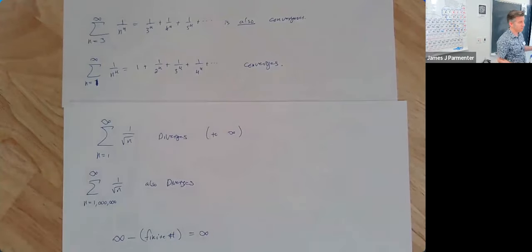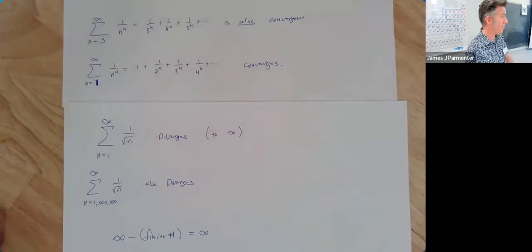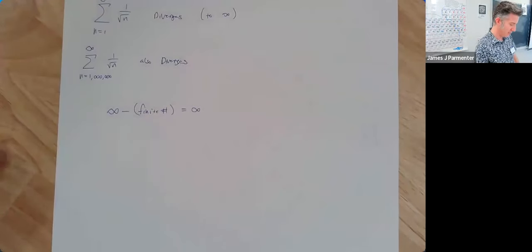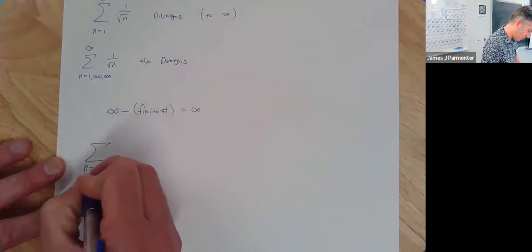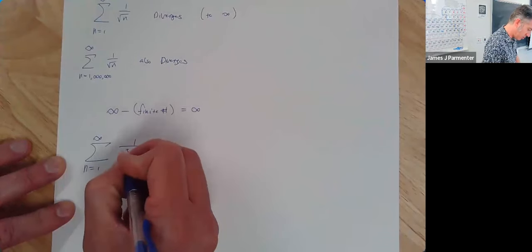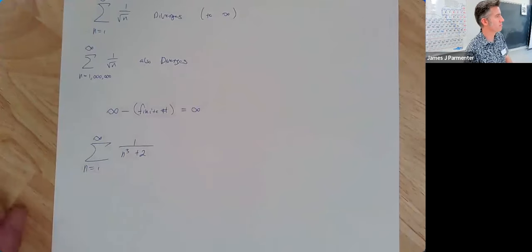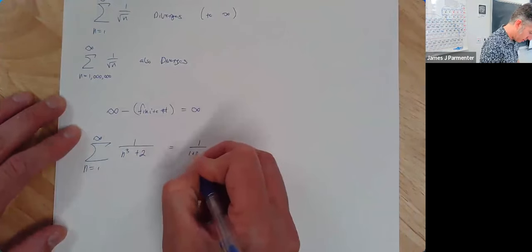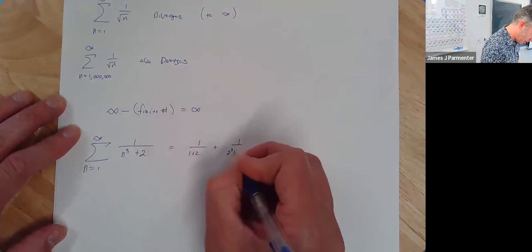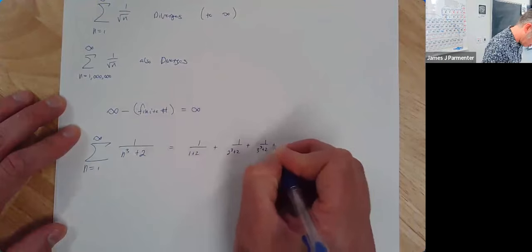So the result here is that once you know a series converges, you can add or subtract any amount of terms to it you want, and it'll still converge. Once you know a series diverges, you can add or subtract any amount of terms to it you want, and it still diverges. Cool. Okay, so where are we going with this? Well, the reason it's nice to know whether or not these P series converge or diverge is because then we like to ask about something like, what about the sum from n equals 1 to infinity of 1 over n cubed plus 2? That looks like 1 over 1 plus 2 plus 1 over 2 cubed plus 2 plus 1 over 3 cubed plus 2, and so on and so on and so on.